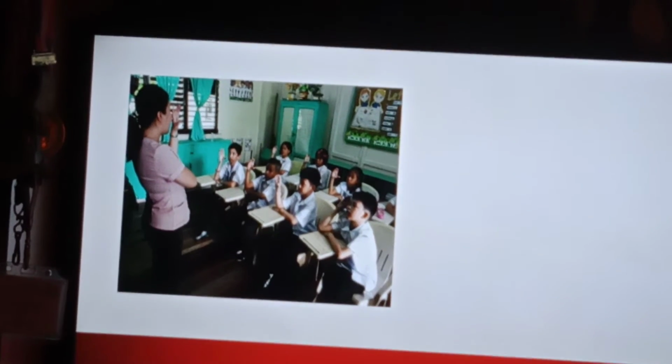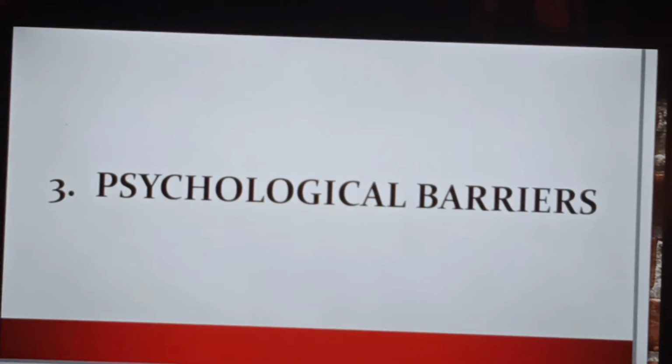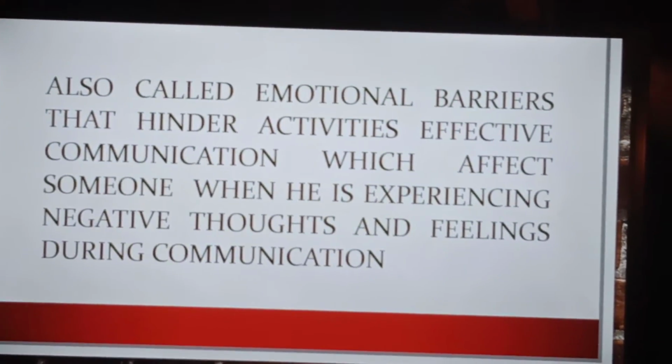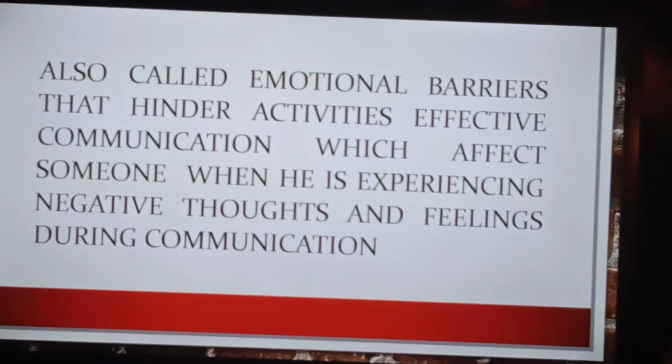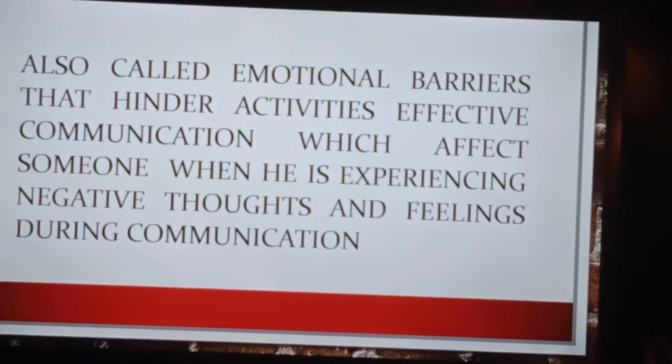Okay? So the next one, look at this one. I want you to look at the pictures, no? You see there, the kids here are having some physical handicaps. Okay? There's another one. The third one is what we call psychological barriers. What are psychological barriers? Psychological barriers are also called emotional barriers that hinder activities in effective communication, which affect someone when he's experiencing negative thoughts and feelings during communication.